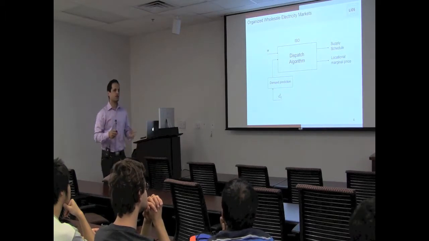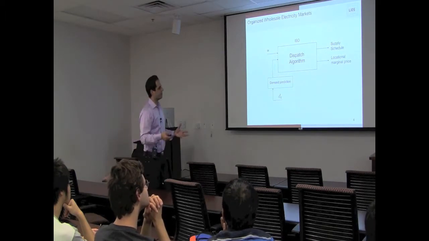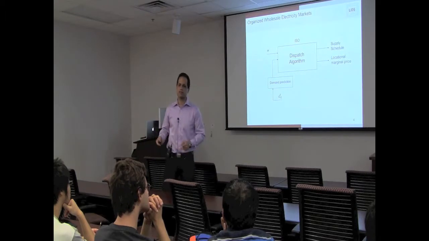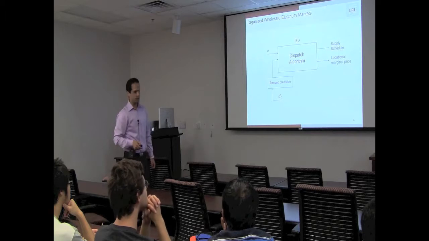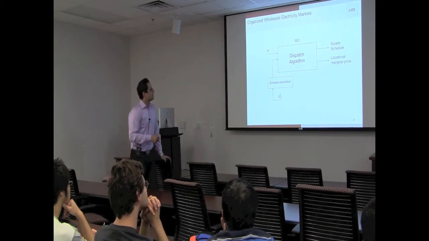Okay, so these are called locational marginal prices. They're marginal prices because they represent the marginal cost of supplying electricity at a particular node. They're called locational because they're different from location to location. Okay, and so that's what the ISO does.